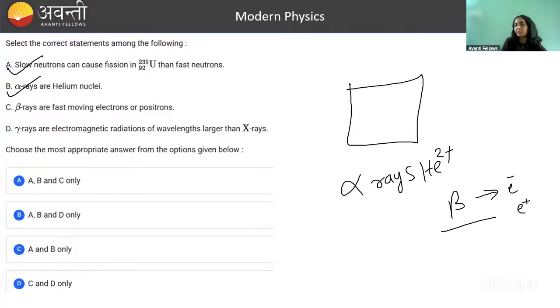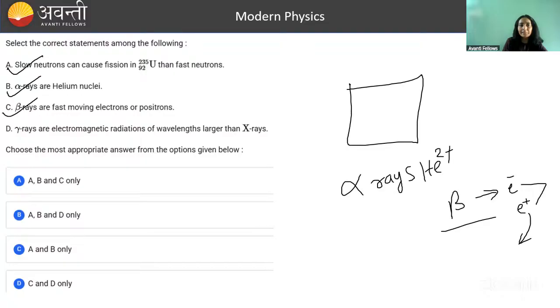What is the difference between an electron and a positron? They have the same mass, but their charges are of opposite nature. One is positive, another is negative. Done. A positron is different from a proton because the proton's mass is about 10 to the power 3 times heavier than that of an electron, right? But these two share the same mass. So C also looks correct.